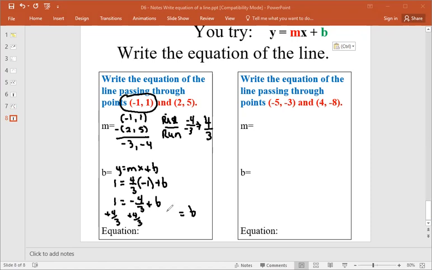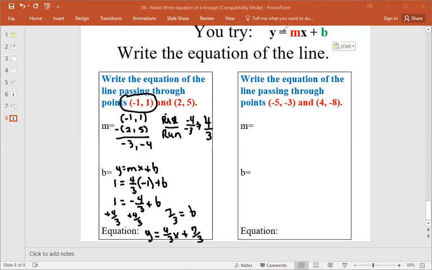3/3 plus 4/3 is 7/3. So y is equal to 4/3 x, which was my slope, plus 7/3. If you told me that this was 2.33, that's okay.